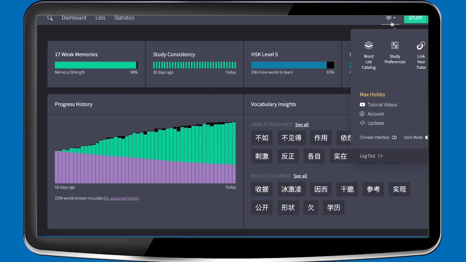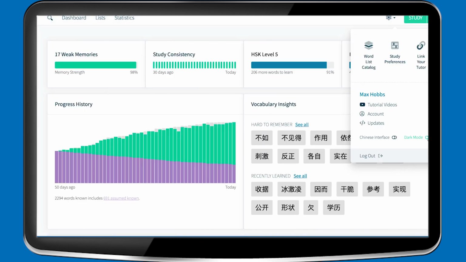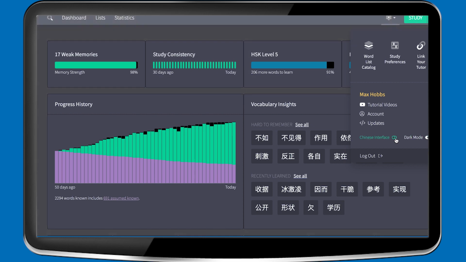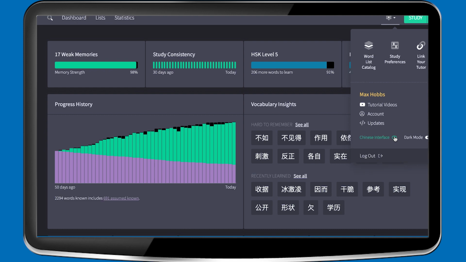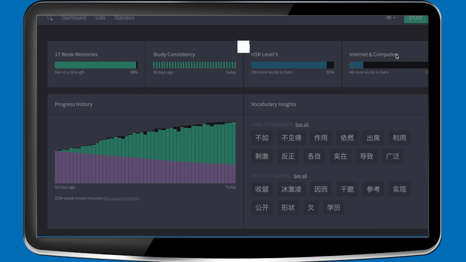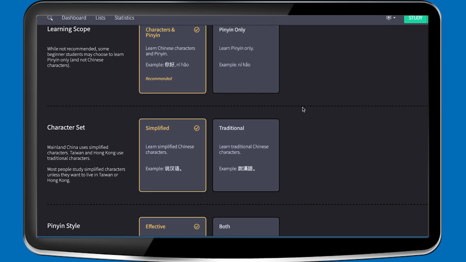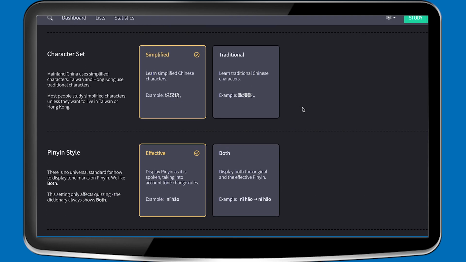You can also make plenty of changes to your preferences. So dark mode, on or off. I personally quite like the dark mode myself. You can actually change the interface to Chinese. I changed it to English just for the purpose of this video, but that's quite good that you can also use Chinese there. And study preferences as well allows you to make a number of edits.